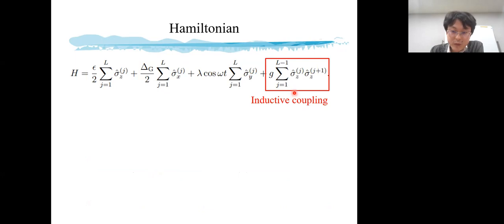Okay, so we start from this Hamiltonian, and let me transform this Hamiltonian by using some mathematics. By the way, there is some chat here. Question: why does the microwave driving field couple to sigma y rather than sigma x? That's a very, very important question.